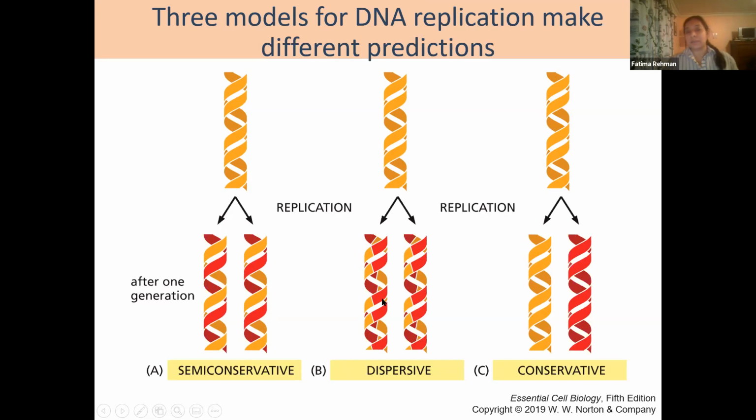And in the dispersive model, they claim that you would have regions of the DNA that are old and regions that are new. They are not all going to be made entirely of old or entirely of new DNA. Now, there were good reasons for each one of them. Each one was backed by some ideas about how and why they thought this would happen. But obviously, that's not enough. You had to actually test it out.